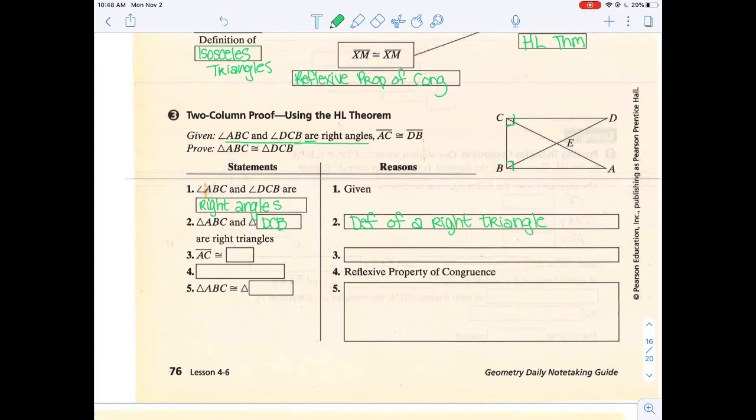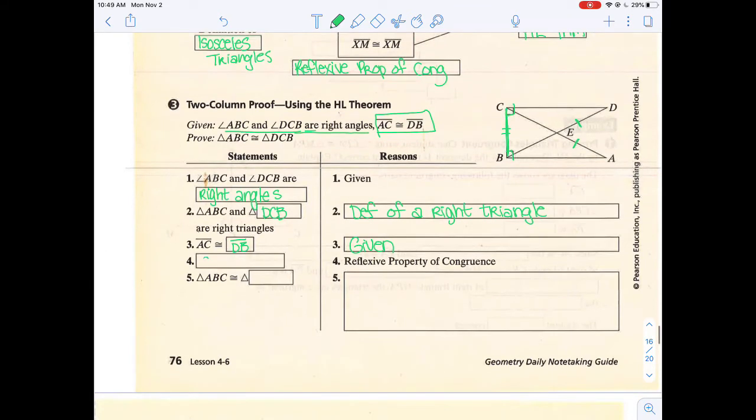We know that AC is congruent to DB. They gave us that right here, and that's given. So I know AC, this side here, is congruent to DB. Well, that'd be the hypotenuse of each of those triangles. So then I need to prove a leg. Well, they both share this side, CB. So CB is congruent to side CB by the reflexive property of congruence.